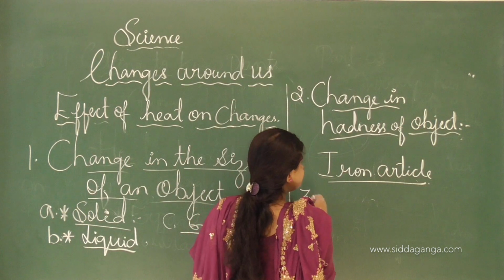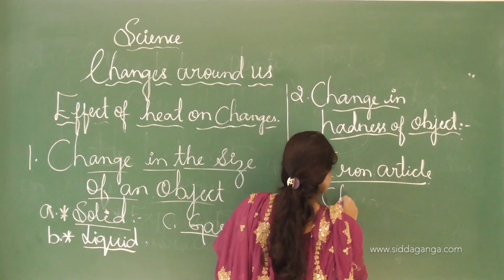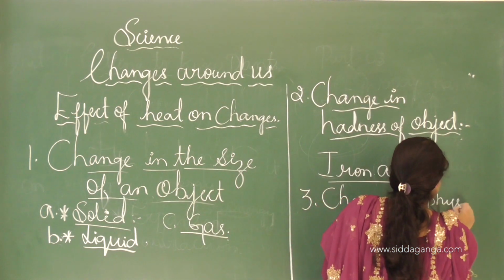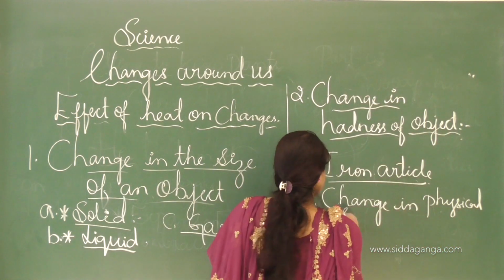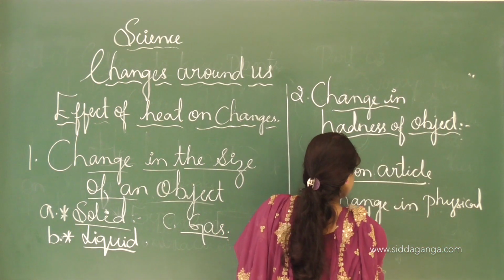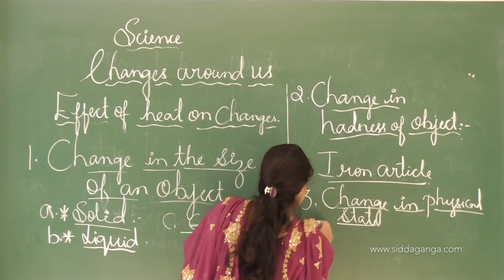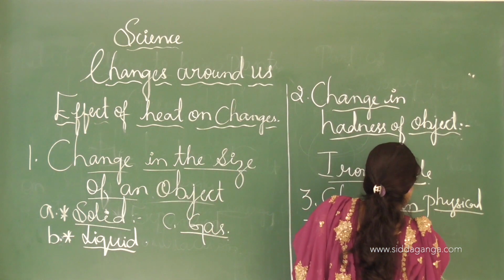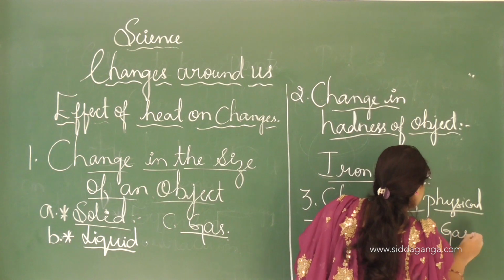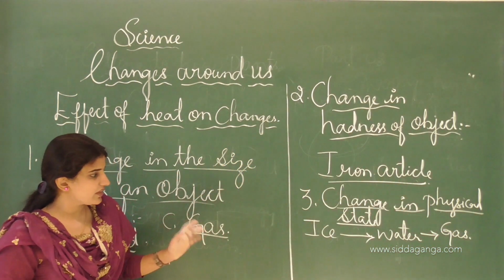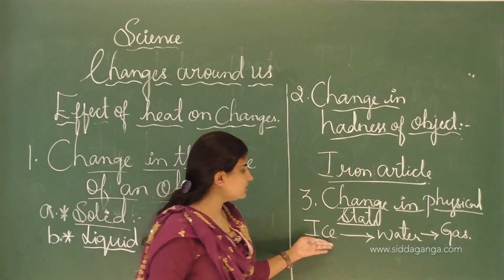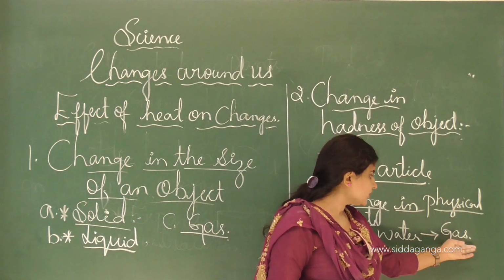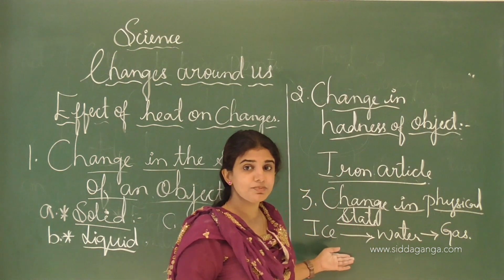And the next one is the change in physical state. As I told you many times, ice gets converted into water, and water gets converted into gas. Change in the physical state of an object is, on heating, ice gets converted into water. On heating again, if we heat the water, it will convert into gas. This is how expansion takes place.